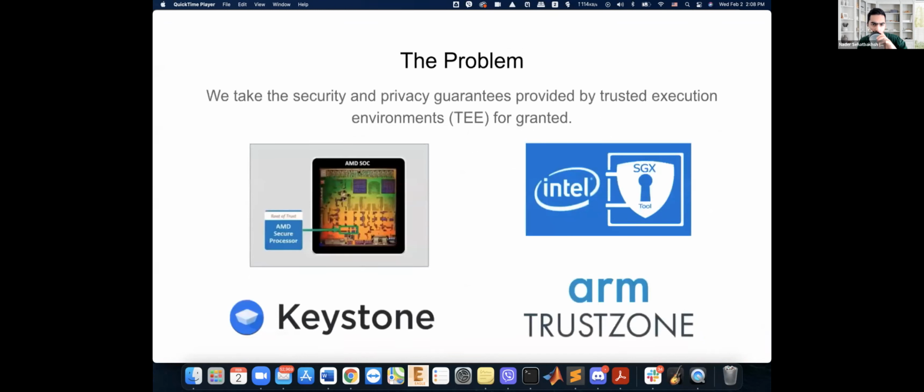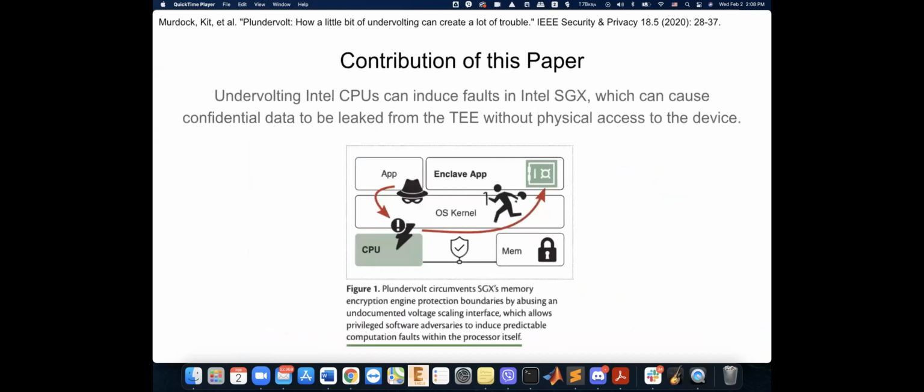Trusted execution environments, or TEEs, are being widely used to perform privacy preserving as well as secure computation. As you can see in this slide, major computing hardware manufacturers have integrated TEEs into their processor architectures. The thing is, we take the guarantees put forth by these TEEs for granted, but are TEEs actually secure? In 2020, researchers showed that by undervolting Intel CPUs from the normal world, it is possible to induce faults inside the secure world, which is guarded by Intel's TEE, namely the Intel Software Guard Extensions. These can cause confidential data to be written into the secure memory or release private keys without even performing software attacks on the SGX.